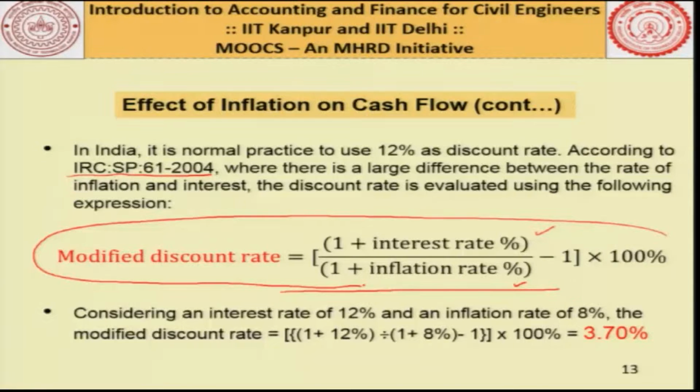Now, in general, for evaluation of alternatives, we take 12% as the discount rate. Now, suppose for our illustration, we assume that the rate of inflation is 8%. So, we can very well calculate the modified discount rate. So, this would be 1 plus 12% divided by 1 plus 8%, minus 1, multiplied by 100. So, you will find this coming to be 3.70%.